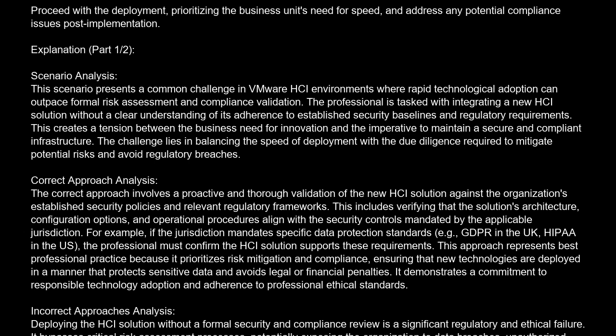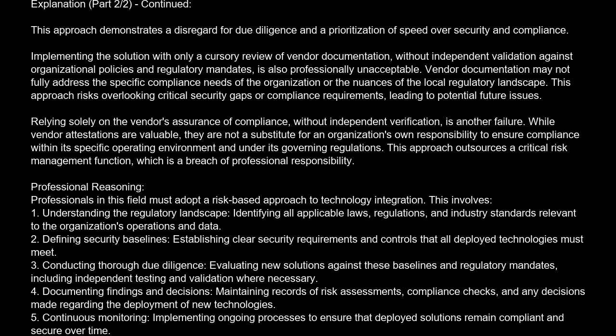Incorrect approaches analysis. Deploying the HCI solution without a formal security and compliance review is a significant regulatory and ethical failure. It bypasses critical risk assessment processes, potentially exposing the organization to data breaches, unauthorized access, or non-compliance with industry-specific regulations. This approach demonstrates a disregard for due diligence and a prioritization of speed over security and compliance. Implementing the solution with only a cursory review of vendor documentation without independent validation against organizational policies and regulatory mandates is also professionally unacceptable.